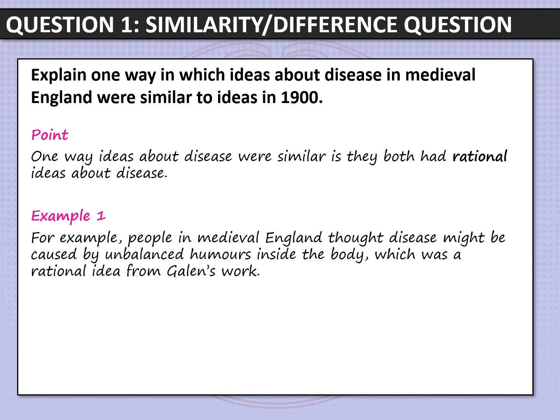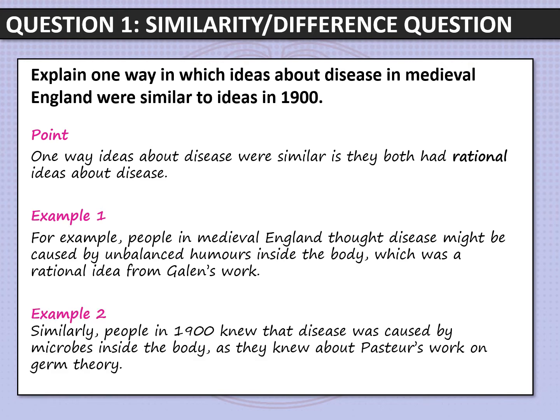So first of all, I have an example from medieval England. Here's a rational idea which they had about disease. They thought it might be caused by unbalanced humours inside the body. And then I need an example from my second time period, so from 1900. And by then, people knew that disease was caused by microbes. So this was another rational idea based on Pasteur's work. So as you can see, I've tried to include some specific detail on both of the time periods I was given.